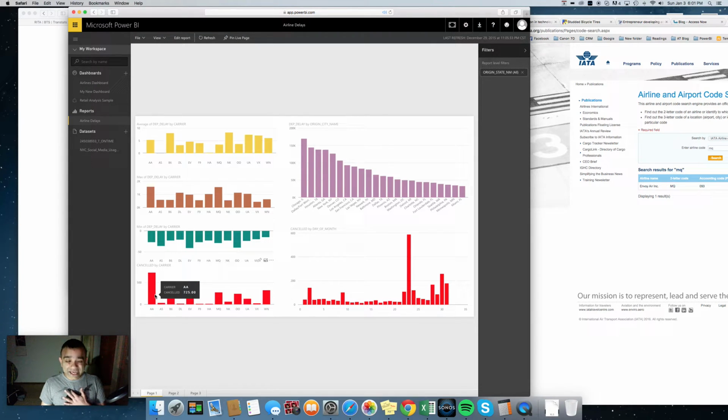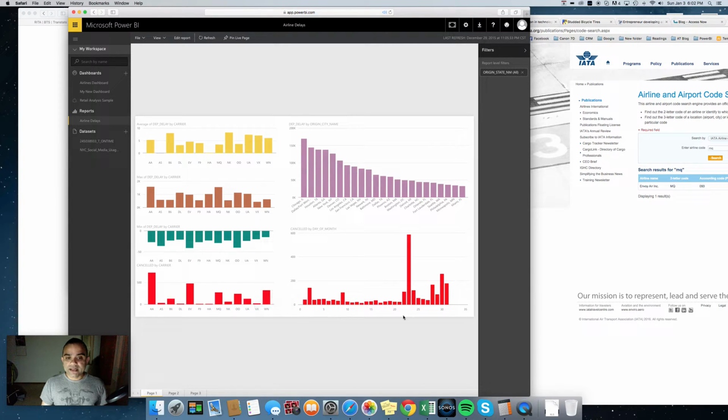Okay, so we have very high numbers for American Airlines and EV, MQ. There's a reason though, so we'll find out what the reason is. But just so you know, these are very high, very unusual numbers. We'll find out why this many flights got canceled.